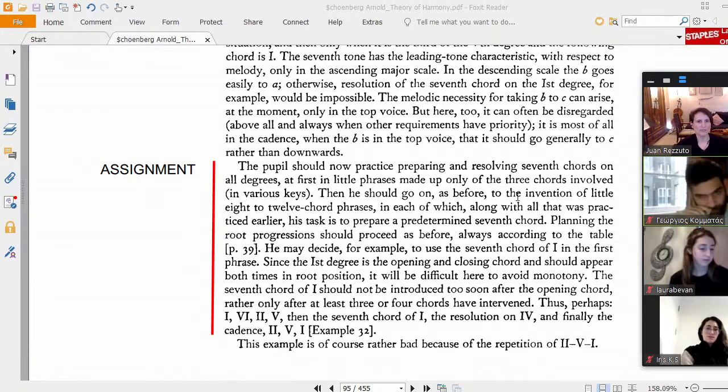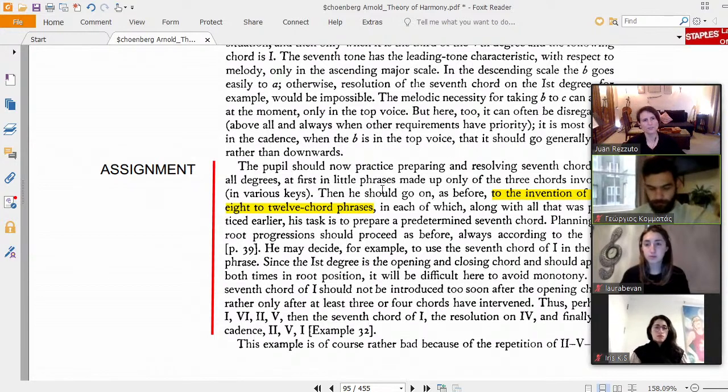Then he should go on to the invention of little 8 or 12 chord phrases. Actually, you're going to skip that and go straight to 8 or 12, in each of which, along with all that was practiced earlier, his task is to prepare a predetermined seventh chord. Planning the root progressions should proceed as before, always according to the table on page 39. I don't know if you remember how he connected the chords. And then I asked you to start saying, okay, if I have two notes in common or one note in common, where should I go?